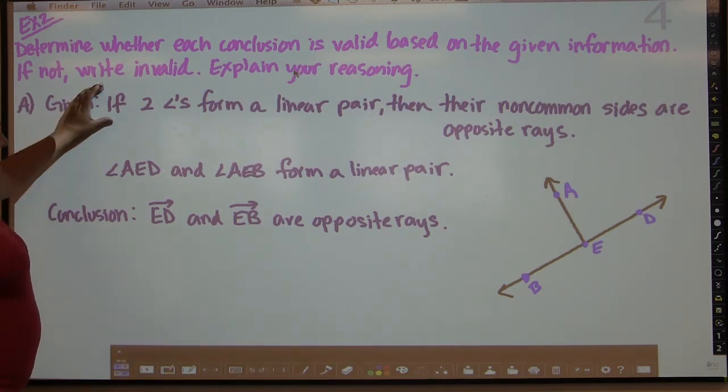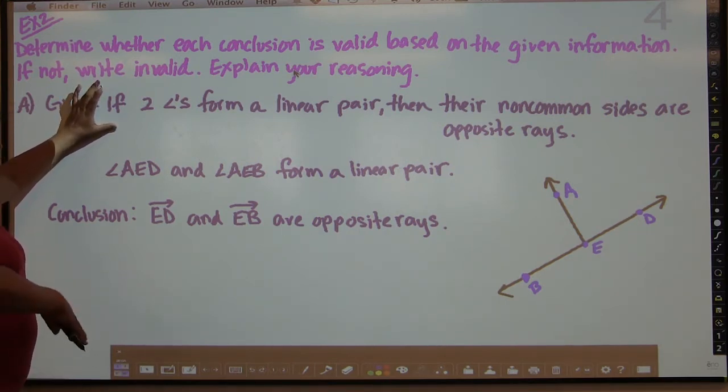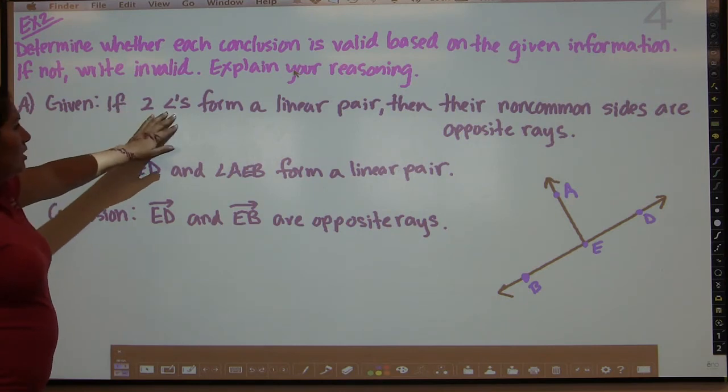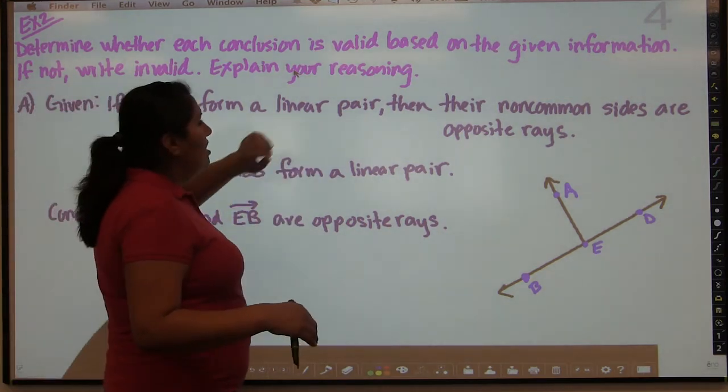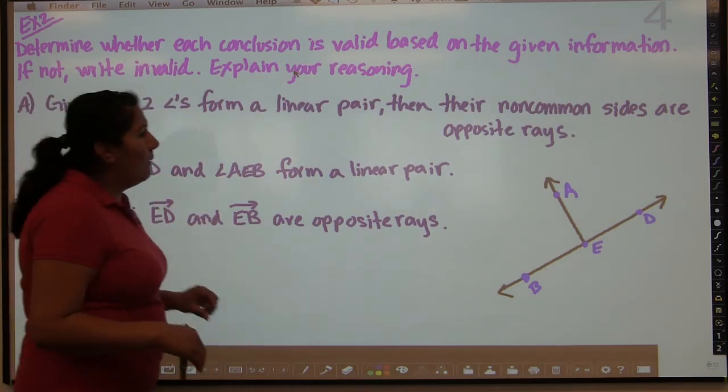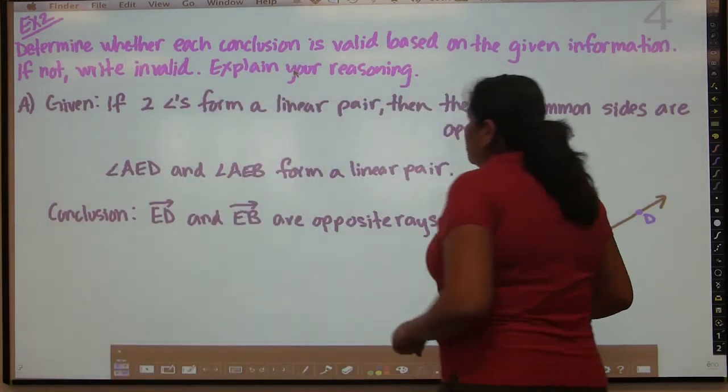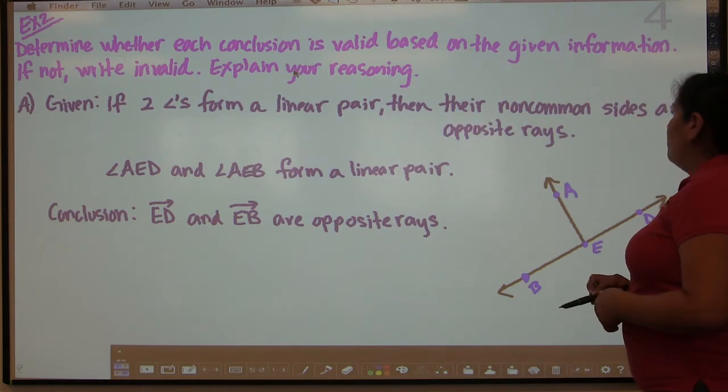Here is my first statement, and again, we talked about this before. The first statement is usually very general. If two angles, we don't know the angles' names, they're just two angles, form a linear pair, then their non-common sides are opposite rays. Okay, so if two angles form a linear pair, then their non-common sides.